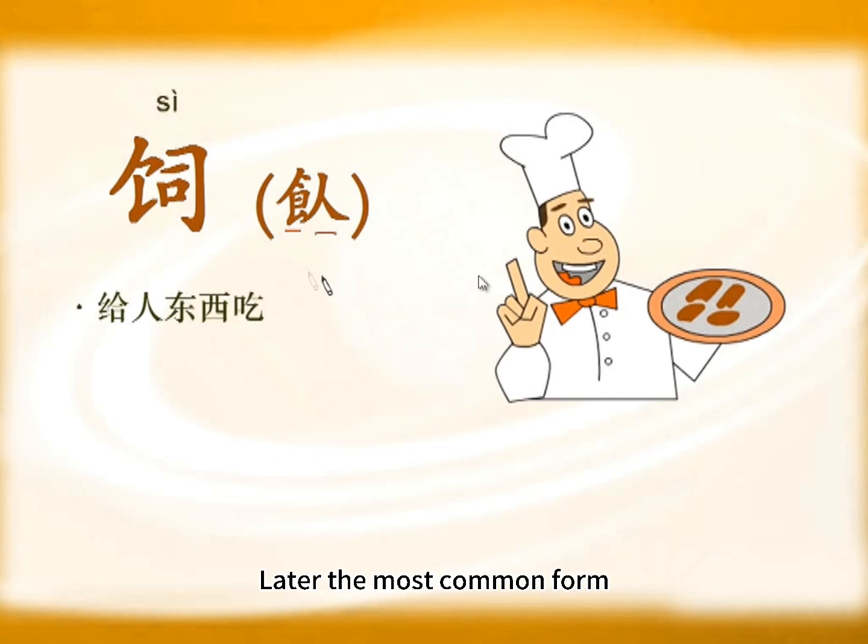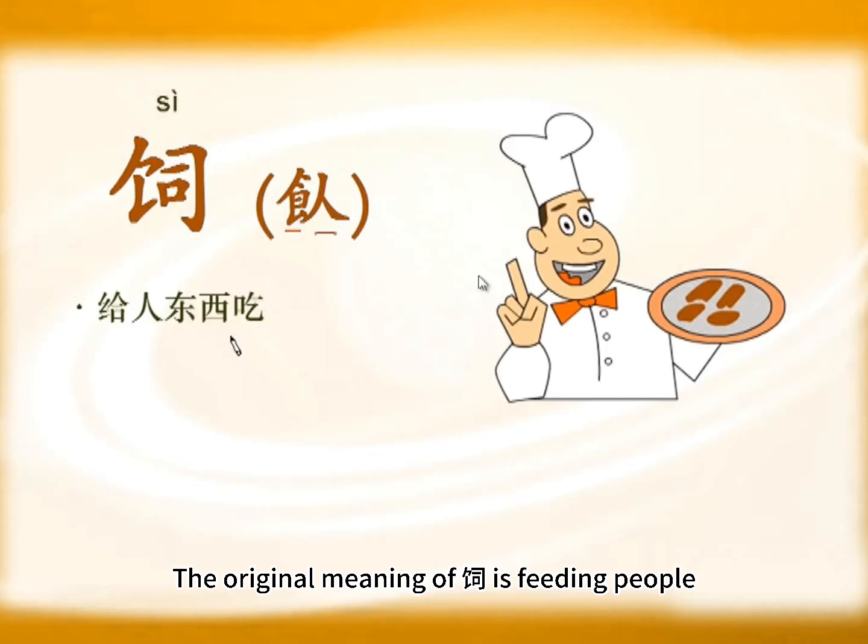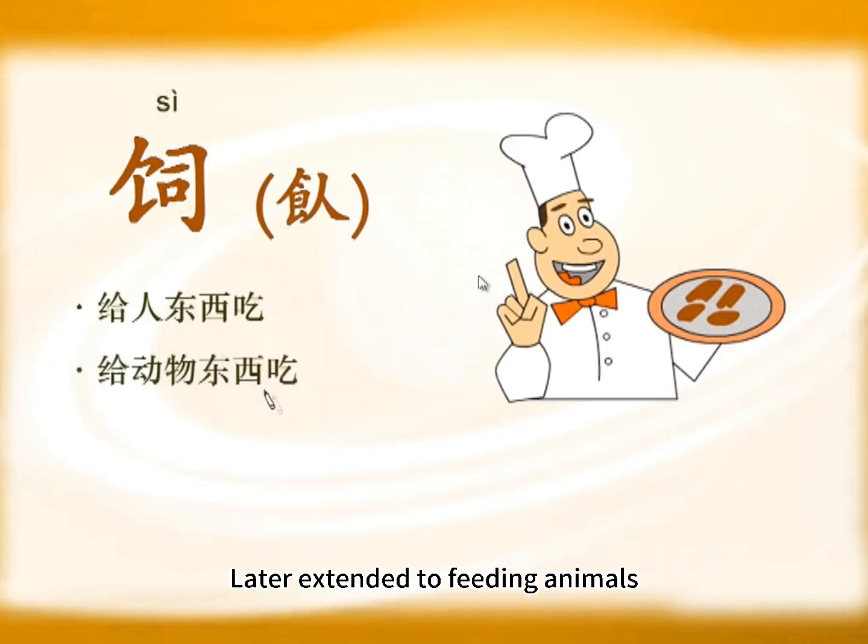Later the most common form. Let's look. Left is the food radical. Right is 司, indicating sound. The original meaning of 饲 is feeding people. Later extended to feeding animals, raising animals.